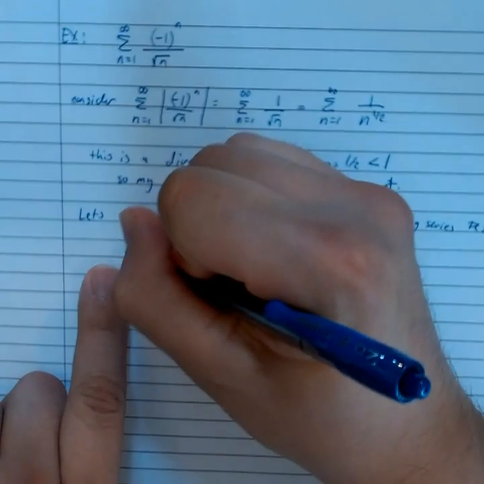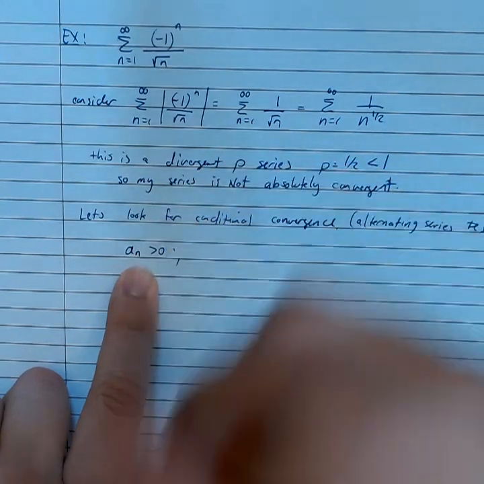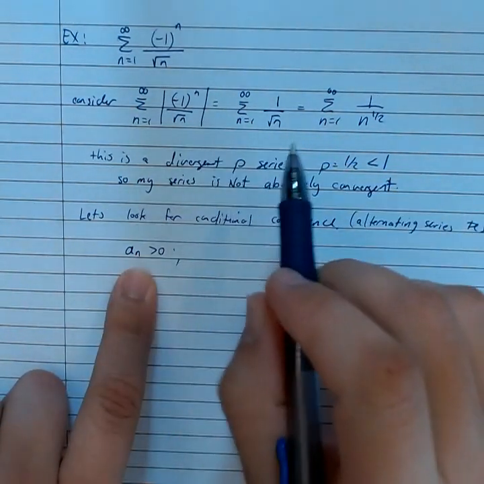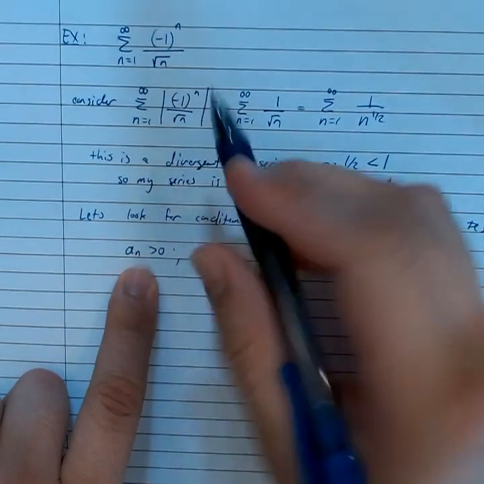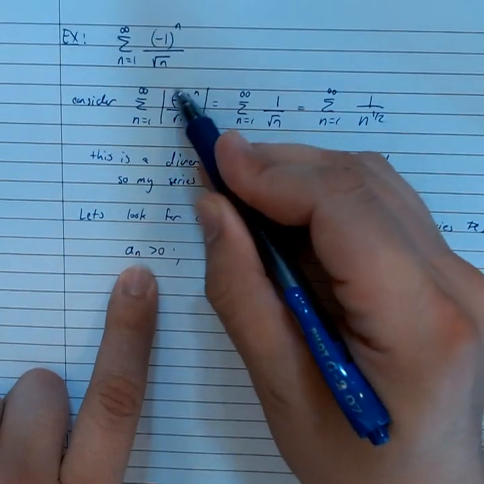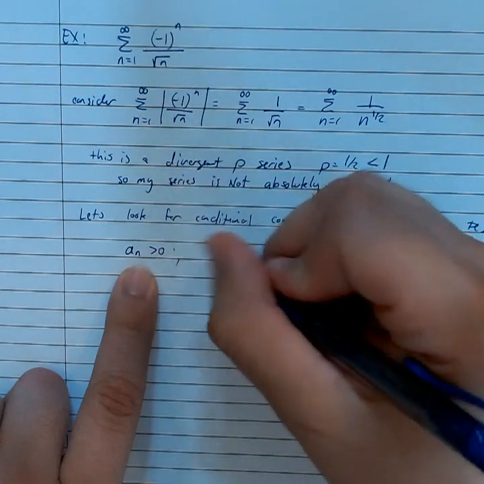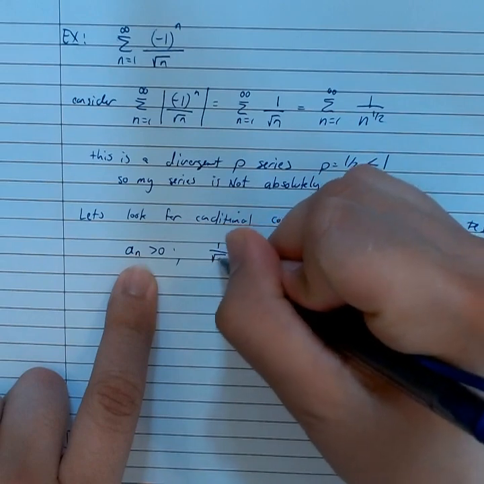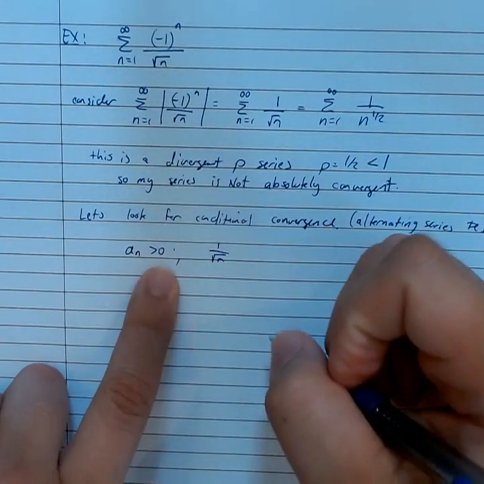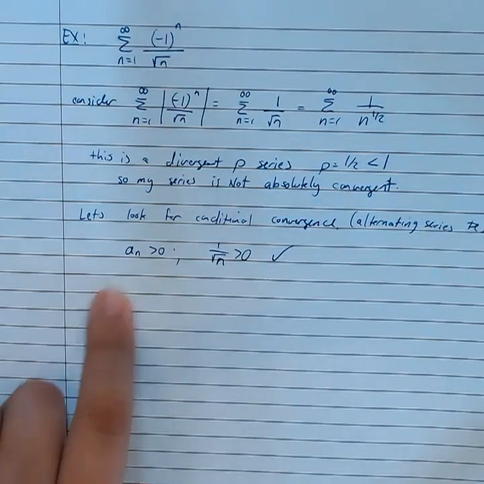I have to check that a sub n is greater than 0. All right, well, that's clearly true because here our a sub n is 1 over root n, right? The a sub n is what you get when you ignore this term. If you ignore this part, you just get 1 over root n. And since n is a number from 1 to infinity, that is most certainly positive. Okay, so our first condition is met.